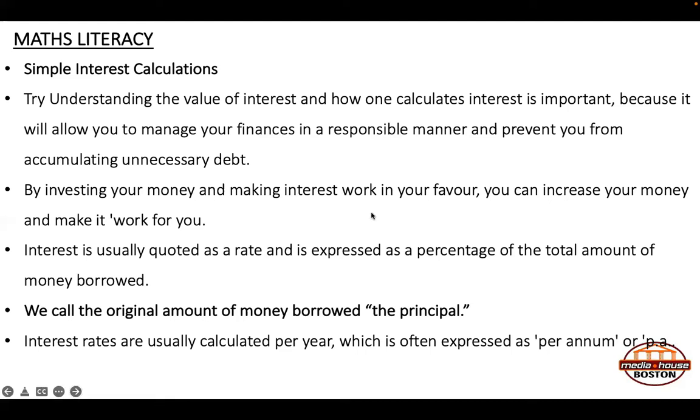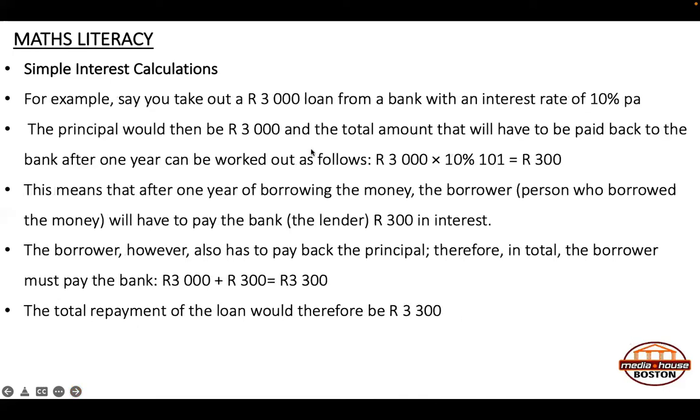Interest is usually quoted as a rate and is expressed as a percentage of the total amount of money borrowed. We call the original amount of money borrowed the principal. So that's the principal, 10,000 Rand. Interest rates are usually calculated per year, which is often expressed as per annum, or PA. Whenever you see that, it means per annum.